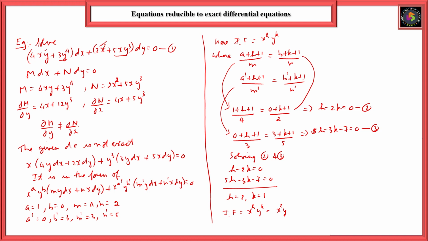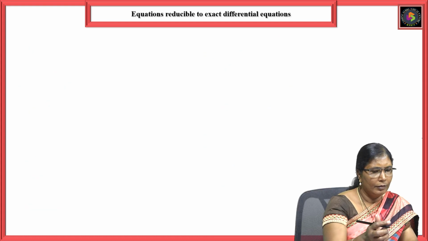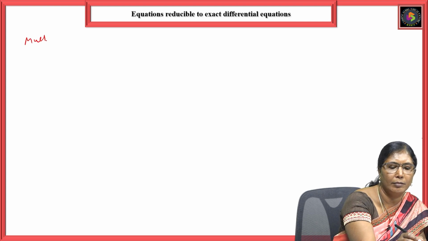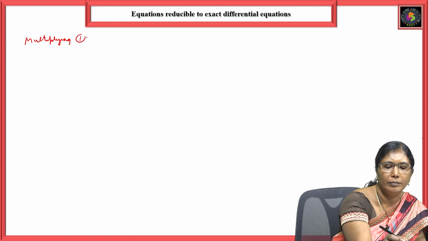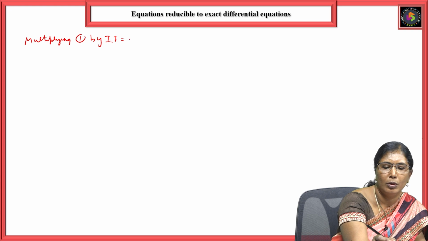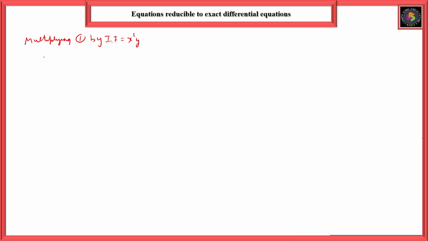So this you should multiply to the given equation 1, and it reduces to exact. Multiplying equation 1 by the integrating factor x squared y, what do you get? x squared y into (4xy plus 3y to the power of 4) dx plus x squared y into (2x squared plus 5xy cubed) dy is equal to 0.